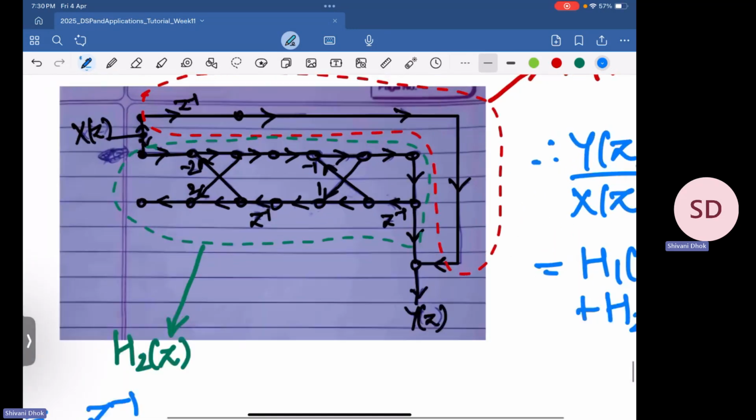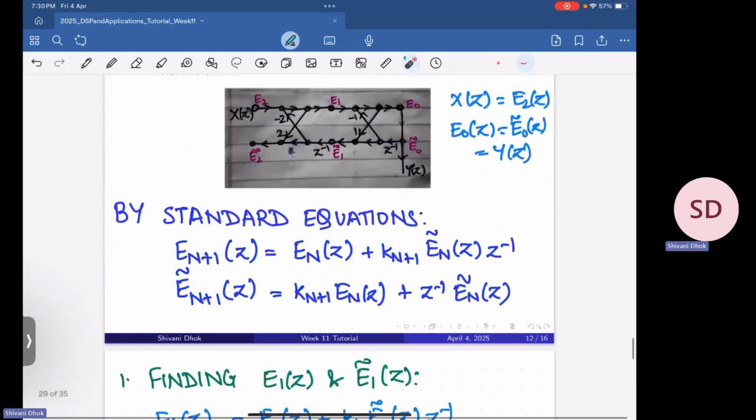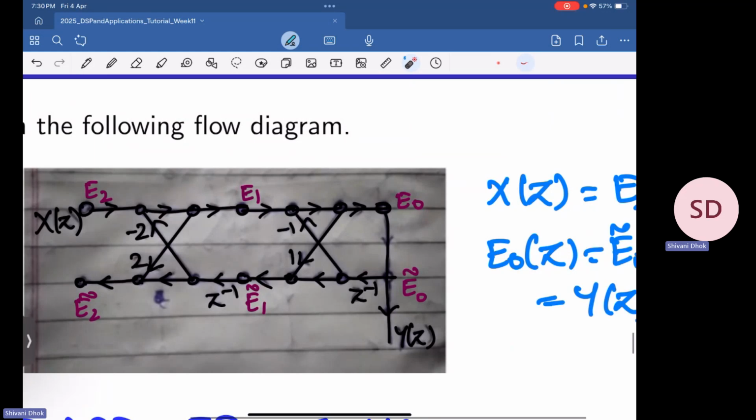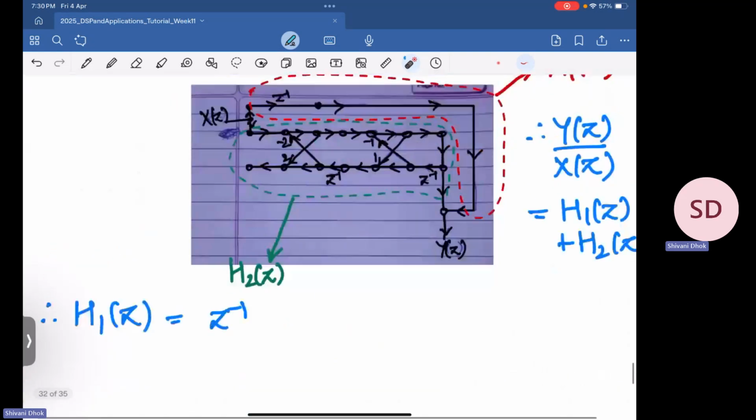And what is h2 of z? Observe this green part carefully and look at the system diagram that we had in the previous question. Let me go back there. This figure is exactly the same signal flow diagram, the same lattice structure that we had in question 7. So this is just the same system connected in parallel with another system.